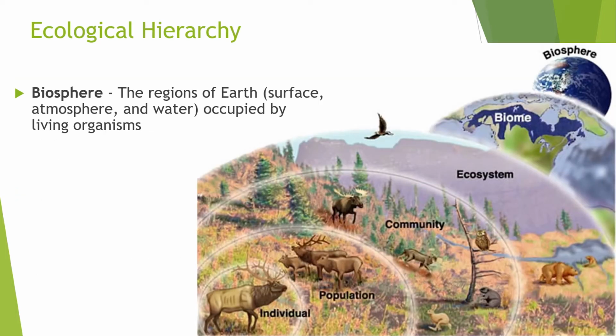Then lastly, but not leastly, we have a biosphere. A biosphere is the regions of Earth, so the surface, the atmosphere, the water, occupied by living organisms. So you could see what we were looking at so far today. You have your individual organism, and individuals within the same species form a population. That population of a species can then form a community with other populations of species. Several communities near each other make an ecosystem. Ecosystems make a biome, and then a biome makes a biosphere.